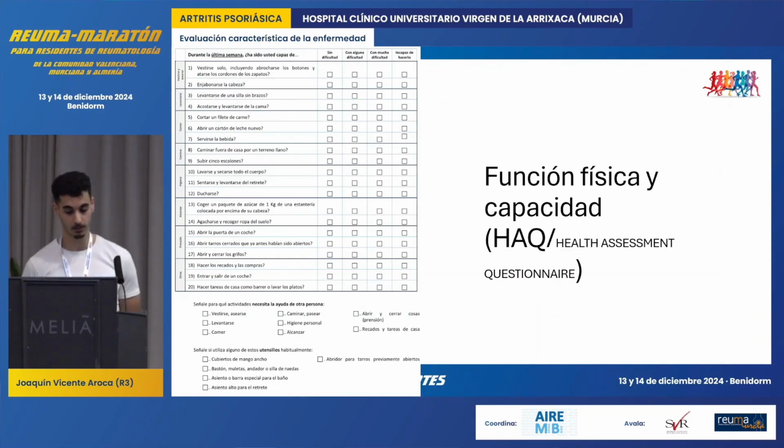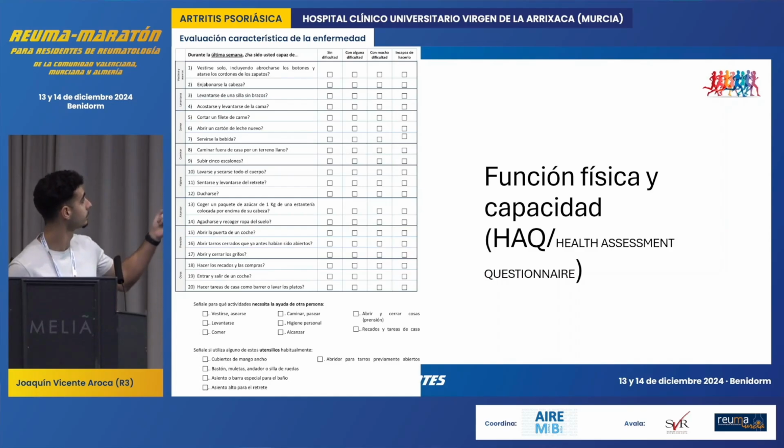Then, another scale to evaluate the patient's physical function, ability, and mobility, the HAQ, which consists of 8 domains that cover basic activities of daily living, such as dressing oneself, getting up, eating, grooming, hygiene, grip, and reaching. So, it covers 8 domains of basic daily living activities and capabilities.